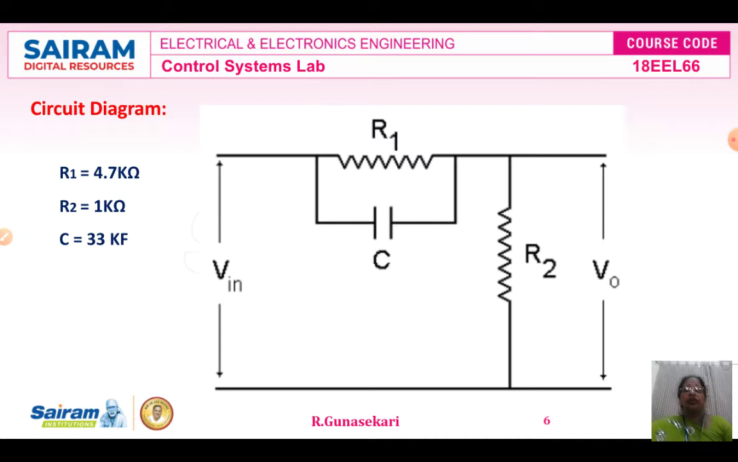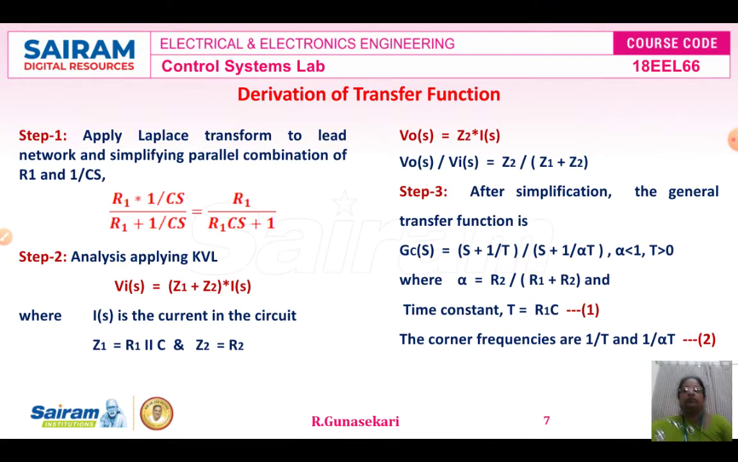Input Vi is given to the lead compensator network with the help of the signal generator. The output is taken from the CRO. The resistance R1 and capacitance C are connected in parallel. The parallel combination is in series with the resistance R2. After designing, we get the values R1 equal to 4.7 kilo ohm, R2 equal to 1 kilo ohm, C equal to 33 kilo farad.